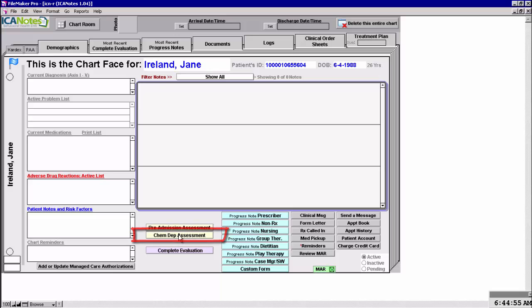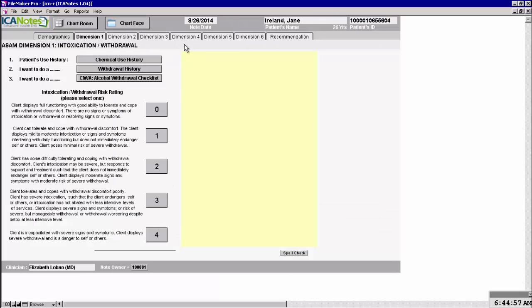Let's have a look by clicking on this button here, and we're going to go right in here to dimension 1 and work our way across each of these dimensions until we get to the final tab. Okay, we can get a patient's history. There's a couple of different histories that we can do. Let's take a peek at each of these.